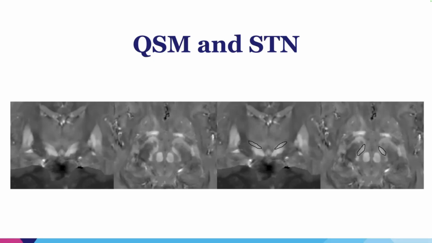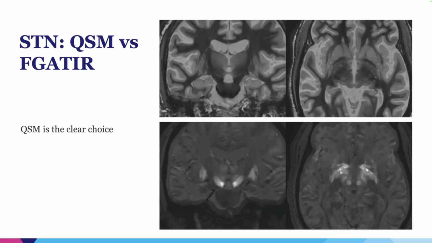You can see I outlined the STN itself, both in the axial and the coronal plane. It's extremely easy to see this entity on QSM. There are nice little features more specific to STN in terms of its signal characteristics that I'll get into in a moment, but it's just a really great sequence for STN. If you compare this to either T2 weighted imaging or even F-Gator, which is good for some white matter stuff, QSM is the clear choice, no pun intended, for visualizing the STN.